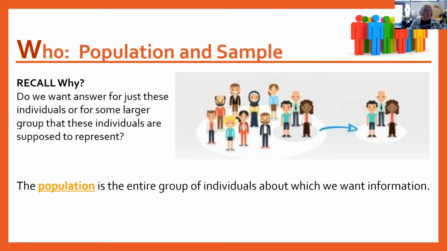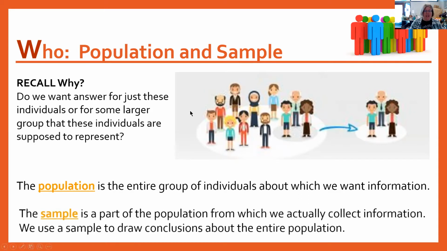Okay, so the population is the entire group of individuals about which we want information. So this is who we're really hoping to be able to apply our results to. The sample is the part of that group that we actually get information from. Okay, so we might send out a survey to 500 people, but maybe only 150 people return that survey. So our sample would be the 150 who actually returned the survey completed.